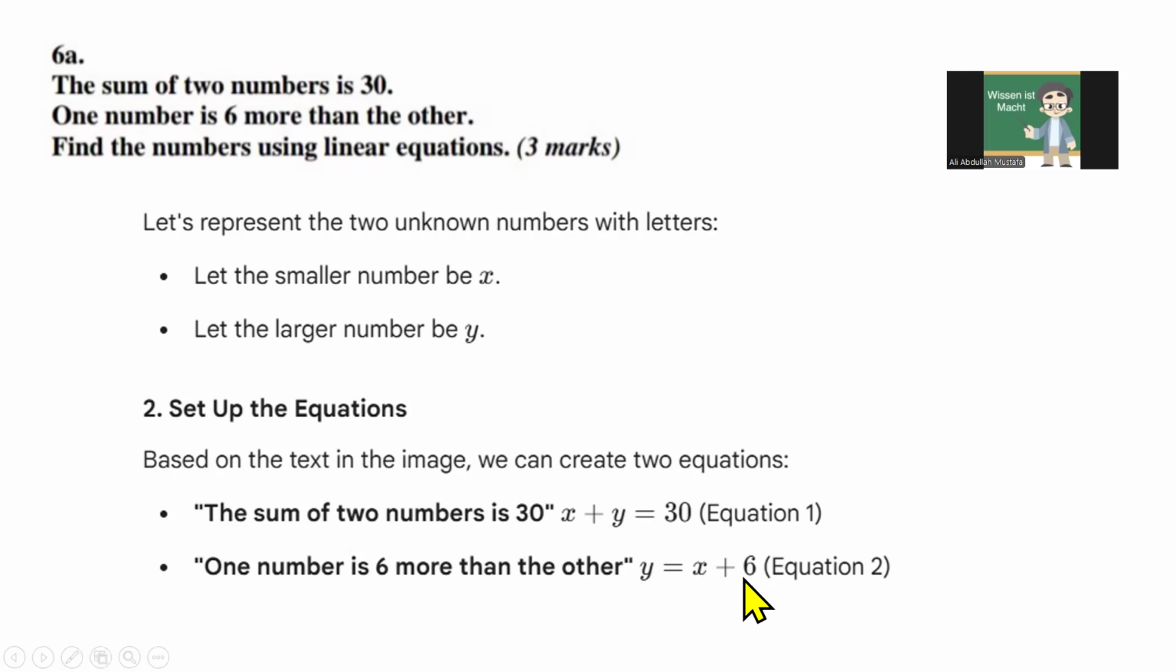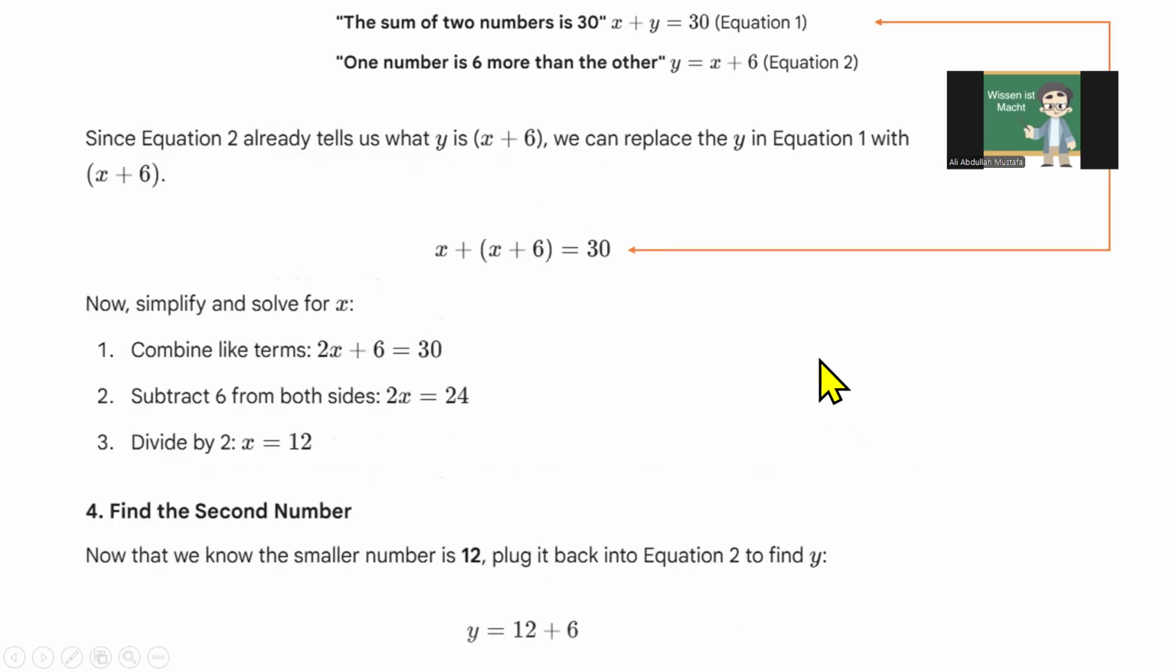From where do I get this equation? This one is from here: one of the numbers is 6 more than the other. It doesn't matter if you say x equals y plus 6 or y equals x plus 6, because one of them is greater than the other by 6. So you make the second equation, which is y equals x plus 6. One of them is 6 more, so I put 6 more on the x because he said one of them. He didn't say to me which one. So I have these two equations.